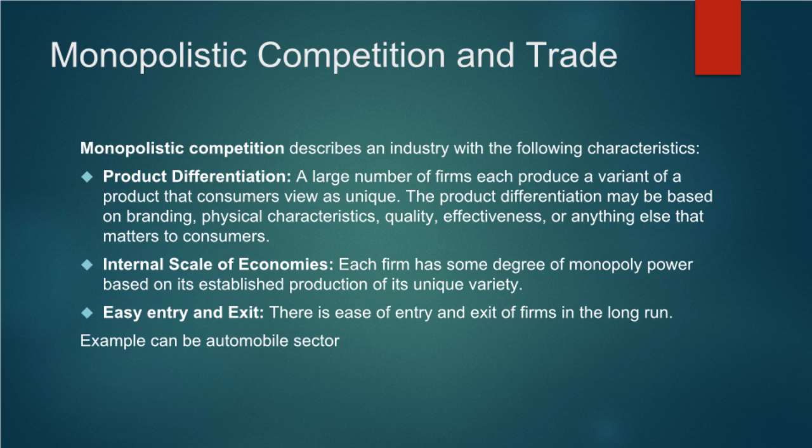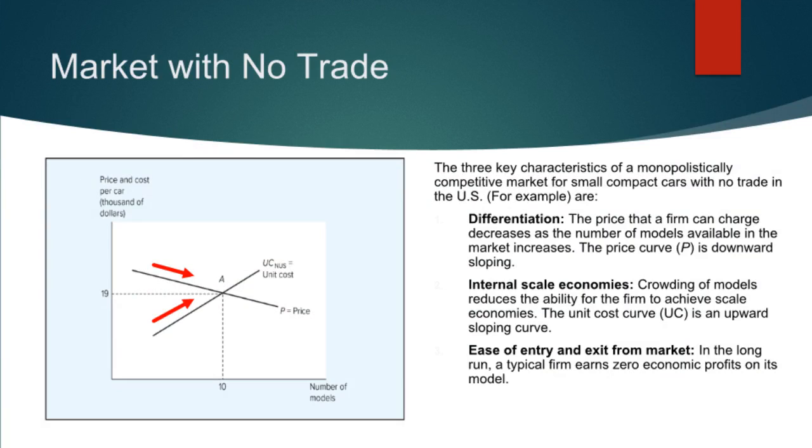An example of monopolistic competition is the automobile sector. The three key characteristics of a monopolistically competitive market for small compact cars with no trade in the US are: differentiation. The price that a firm can charge decreases as the number of models available in the market increases. The price curve, P, is downward sloping. Internal scale economies. Crowding of models reduces the ability of the firm to achieve scale economies. The unit cost curve, UC, is an upward sloping curve. Ease of entry and exit from the market. In the long run, a typical firm earns zero economic profits on its model.